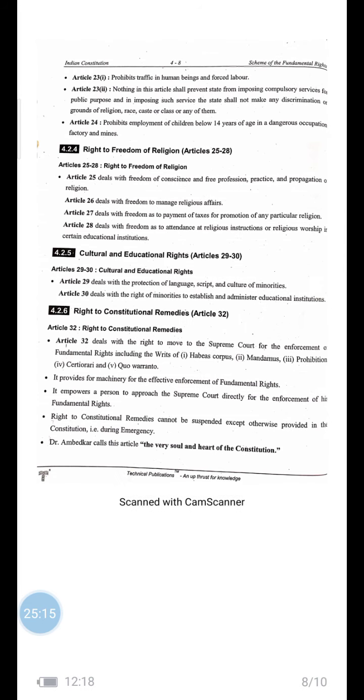Then Article 23 clause 1 prohibits trafficking in human beings and forced labor. Then Article 23 also says nothing shall prevent the State from imposing compulsory service for public purposes, and in imposing such service it shall not discriminate on the ground of religion, race, caste or class. Then the last article is Article 24, which prohibits employment of children below 14 years of age in dangerous occupations, factories and mines.